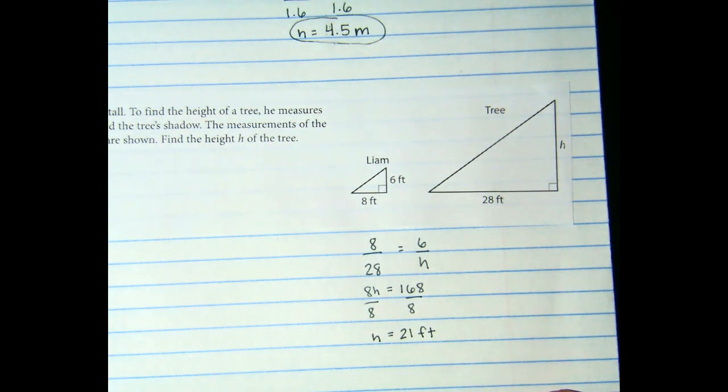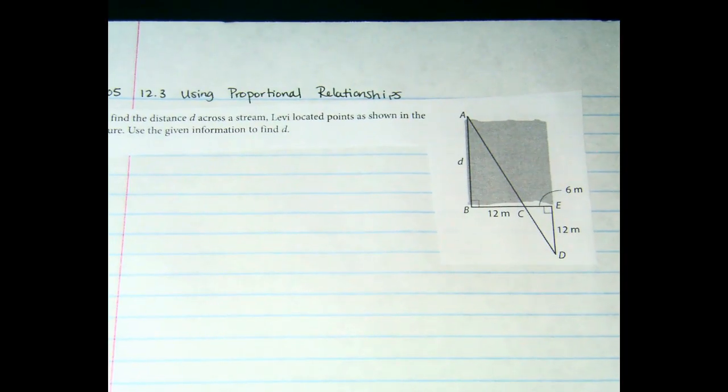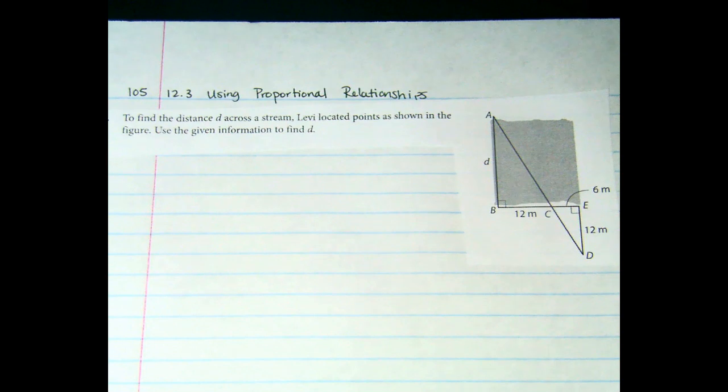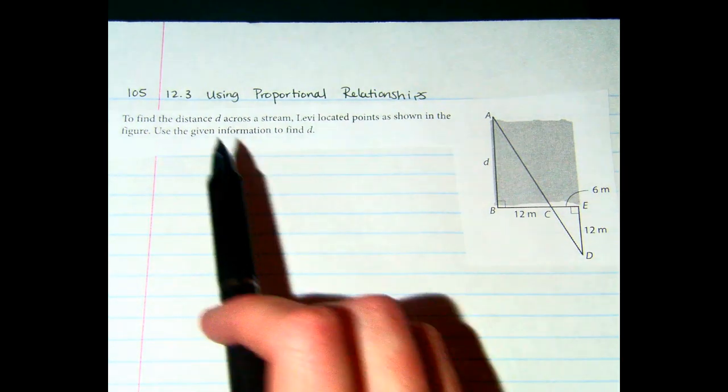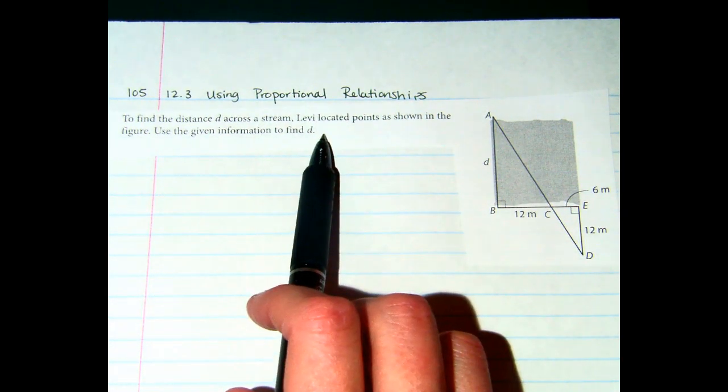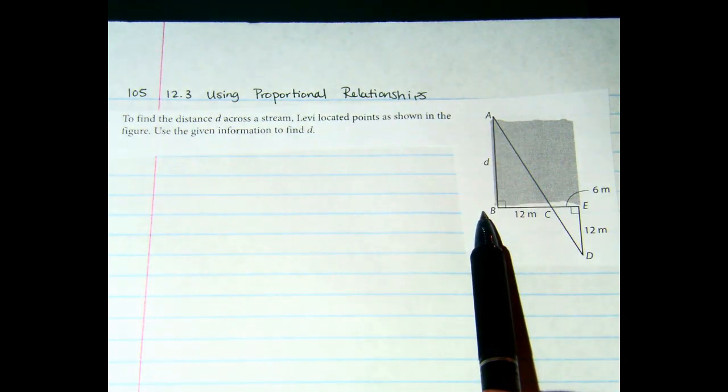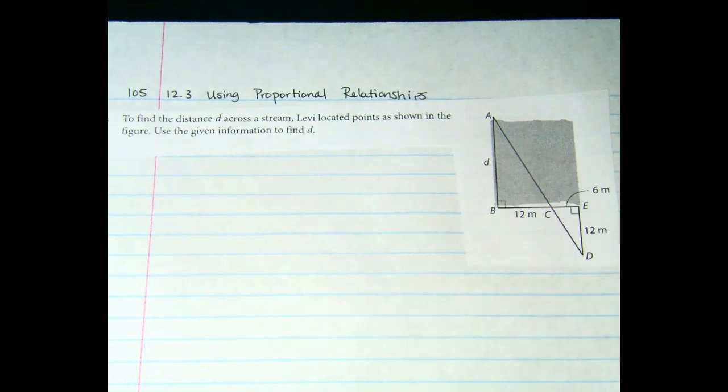Alright, guys, we're going to look at the last one. I might make up one where you have to convert, but otherwise. Number 5. This one is oriented differently, so you have to think about what would actually be similar, but I think you can figure that out. You need to find the distance D across the stream, right here. Levi located points as shown in the figure. Use the given information to find letter D.